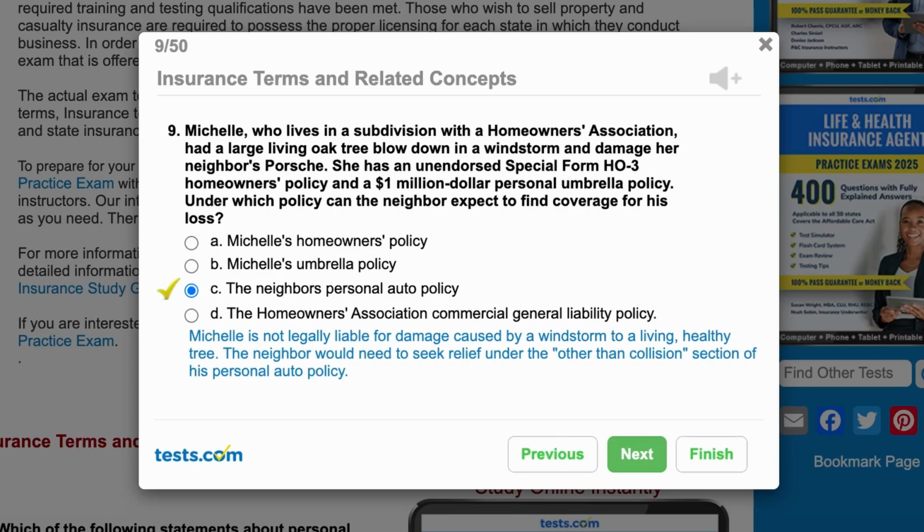C. The neighbor's personal auto policy. Michelle is not legally liable for damage caused by a windstorm to a living, healthy tree. The neighbor would need to seek relief under the other than collision section of his personal auto policy.